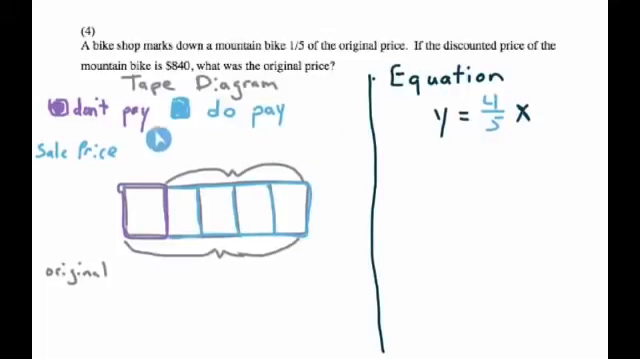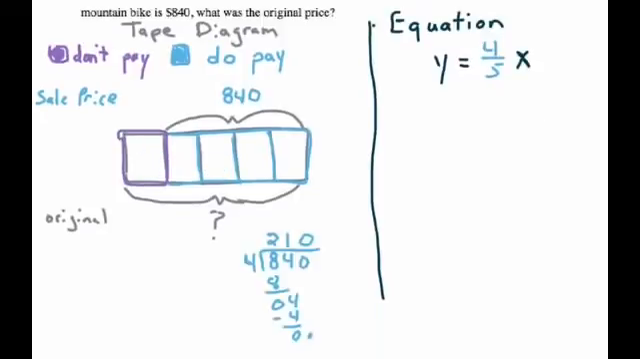So what do we know about this mountain bike? Do we know its sale price, or do we know its original price? We know its sale price. We know that it's on sale for $840. What we don't know is what we would have paid for it before the sale. We don't know its original price. One way to help us find that out would be to figure out the value of each square in our tape diagram. To find the value of one square, we divide 840 by 4, and that would tell us that each of these is worth 210. And we'll fill that in.